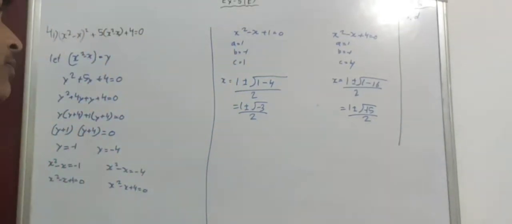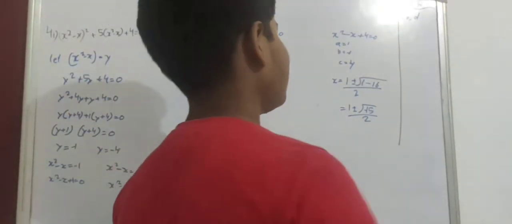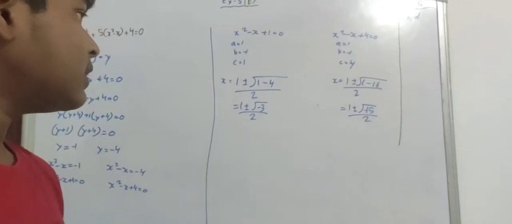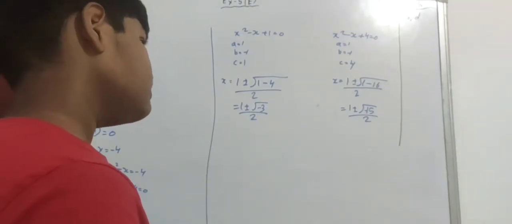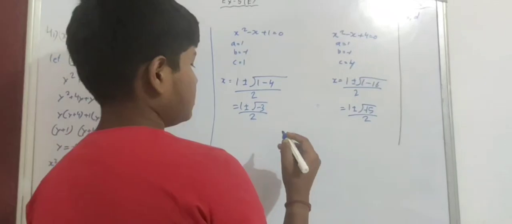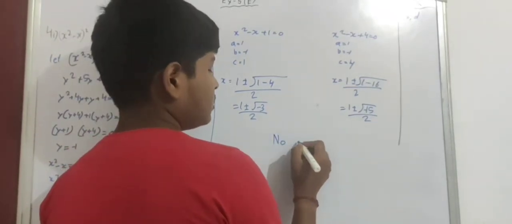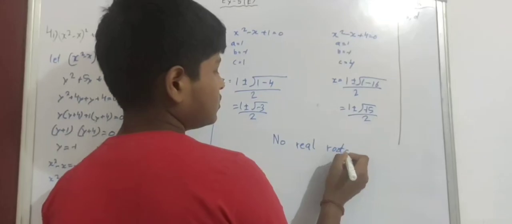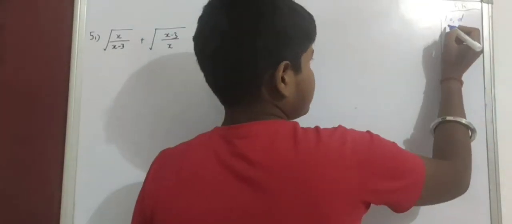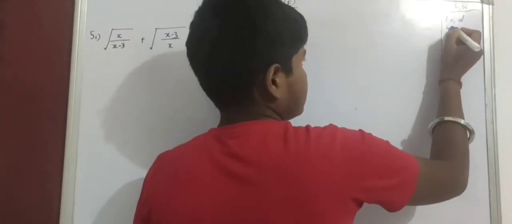Here friends, you can see that both the roots are negative. Root of a negative is not possible. So there are no real roots. Homework for part 2 is similar to part 1.